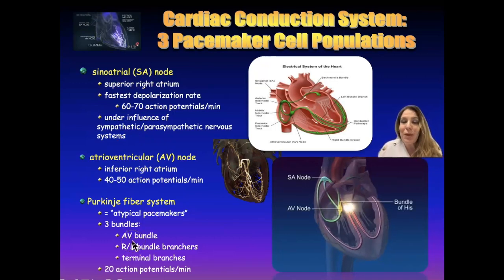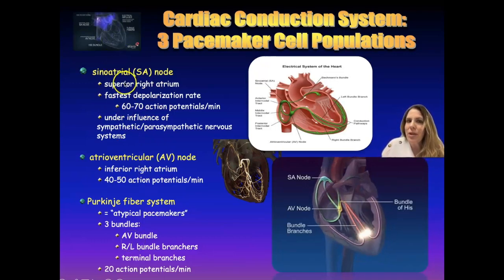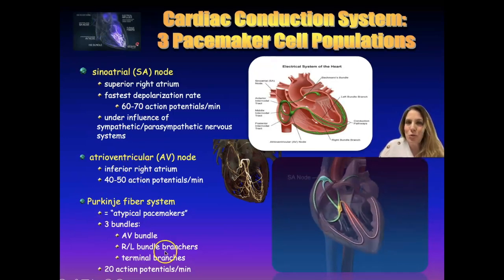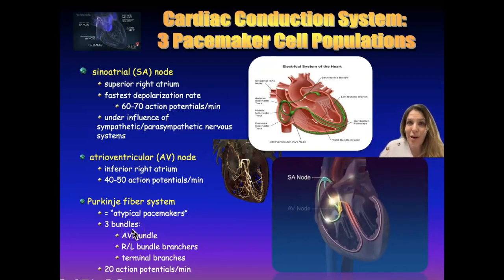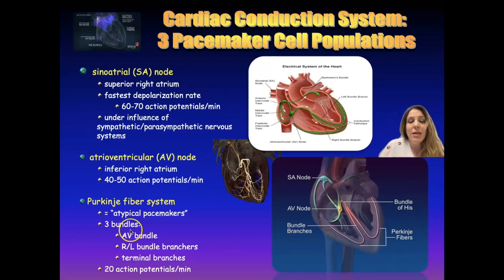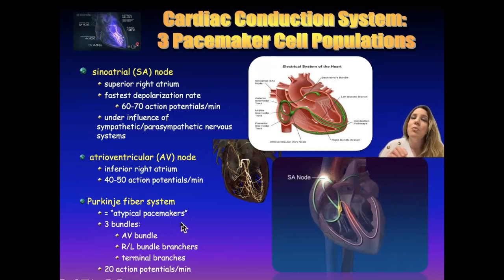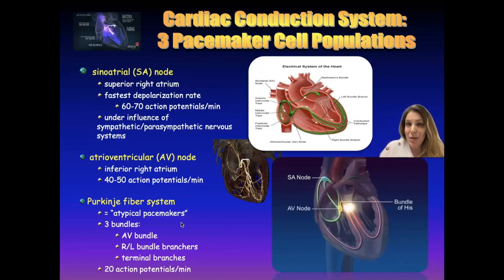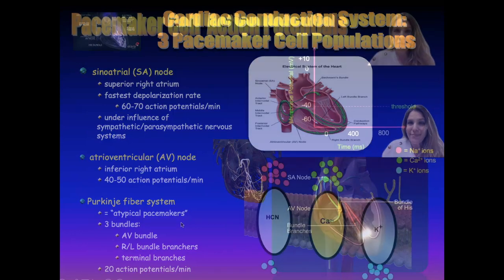Now, the question might be, well, what if there's something wrong with the SA node and the AV node? Can the individual survive by just having the Purkinje fiber system set the rhythm of the heart? And the answer is, for humans, probably a little while, but probably not extensively or for very long, because 20 action potentials a minute really is not enough to have the circulation of the blood through the body happen that you need, at least to be sustained for very long.